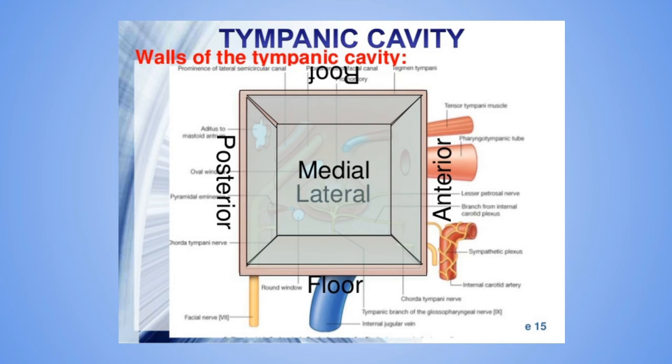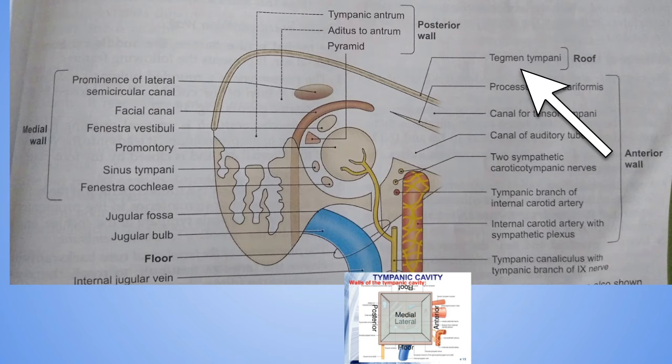Now, very important, boundaries of the tympanic cavity or the tympanum or the middle ear. As you can see, it has roof, floor, anterior, posterior, medial and lateral walls. Now over here, the roof is also known as the tegmental wall, and the roof separates the middle ear from the middle cranial fossa. Remember, the roof separates the middle ear from the middle cranial fossa.